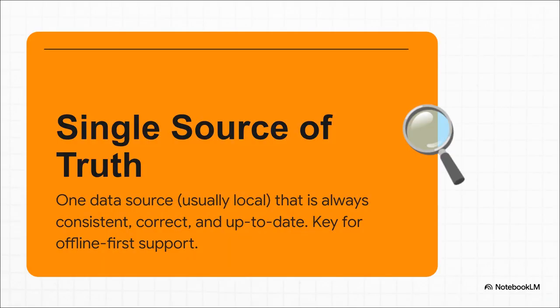But wait a minute, you might be wondering, what if the note on my phone is different from the version in the cloud? Which one is correct? That's a great question. To avoid that confusion, the repository establishes what's called a single source of truth. It basically decides that one place, almost always the local database, the fridge, is the official, correct version of the data. This is the secret sauce for amazing offline apps, because even with no internet, the app can still confidently show you the data from its local fridge.